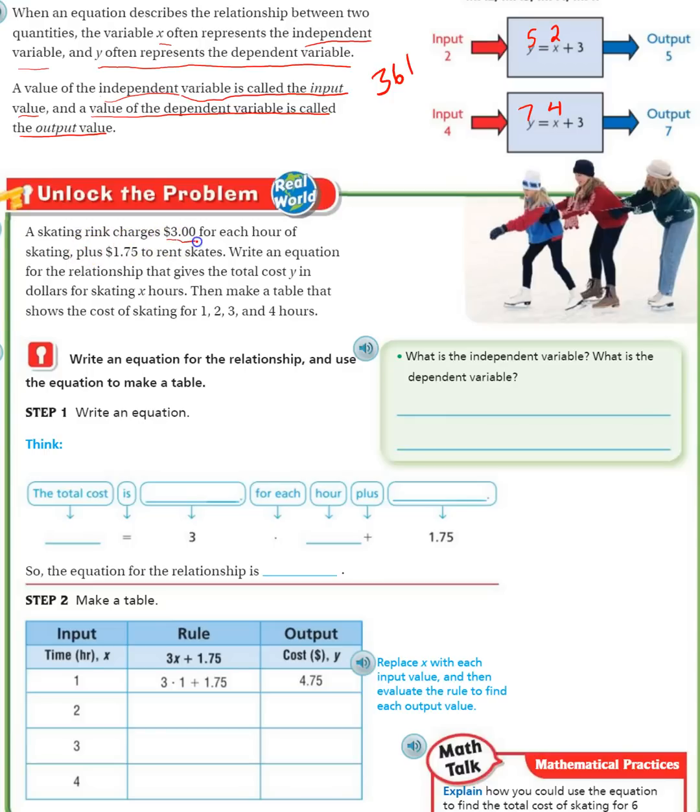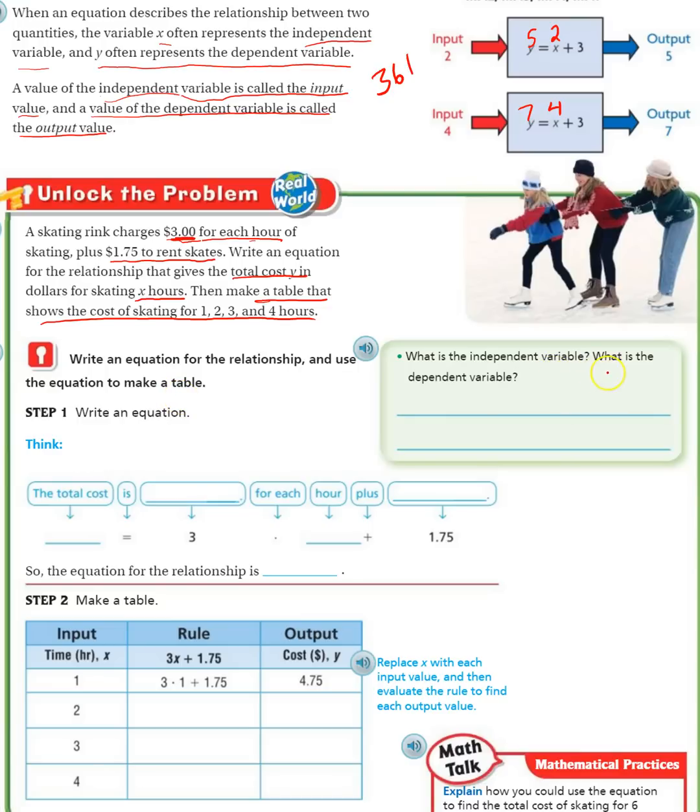A skating rink charges $3 for each hour, plus $1.75 to rent skates. So even if you go for 30 minutes, you still have the $1.75. If you go for 3 hours, it's still $1.75 to rent skates. And then they'll just charge you an additional $3 for each hour. Write an equation for the relationship that gives the total cost y in dollars for skating x hours. Then make a table that shows the cost of skating for 1, 2, 3, and 4 hours. So write an equation for the relationship and use the equation to make a table.